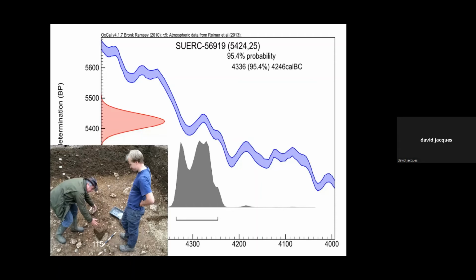Now, the first one is 4,336 to 4,246 BC. Now, that was startling when I saw that come through. Why? Well, because as I mentioned at the beginning of the lecture, the received wisdom had been that the Mesolithic pretty much was gone by 4,500 BC in the UK. And that was a real pity, because we knew much more confidently that the first Neolithic farmers from the continent came over to Britain around 4000 BC. So there was a sort of 500-year gap between the last hunter-gatherers and the first farmers.